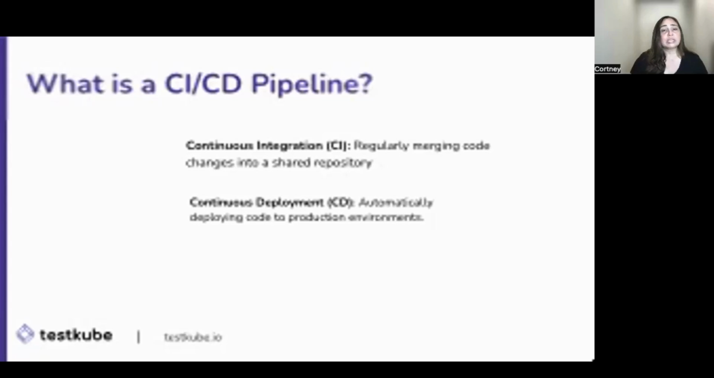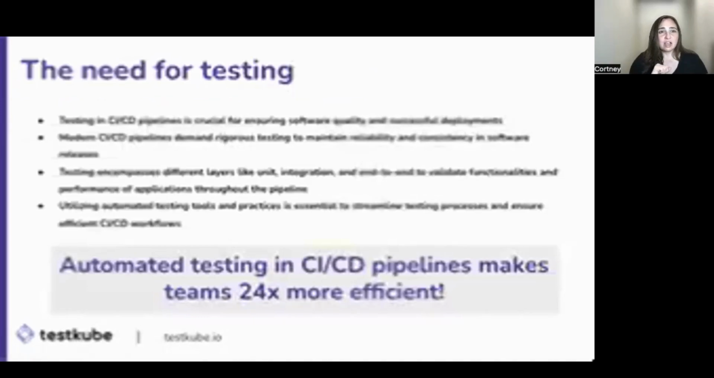CI, or continuous integration, is the practice of regularly merging code changes into a shared repository. We often do this multiple times a day, and each merge triggers automated builds and tests to ensure that code integrates smoothly. And then CD, continuous deployment, takes everything a step further by automatically deploying code changes to production, often without much human intervention. A key element of these pipelines, however, is automating tests, which is our focus today. The need for testing is quite large, right?